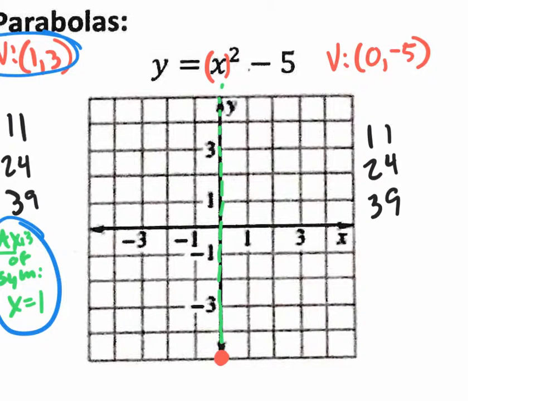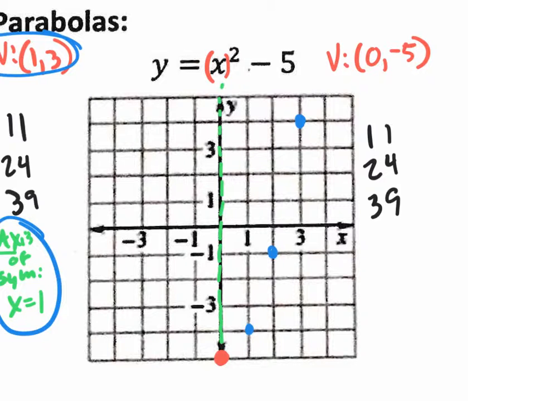Okay, so from the vertex, I go 1 over, 1 up. I put a dot right there. Go back to the vertex, go 2 over, 4 up. 1, 2, 3, 4. Put a dot right there. Go back to the vertex, go 3 over, 9 up, 1, 2, 3, 4, 5, 6, 7, 8, 9, way up there. By the way, why was I going up instead of down? Because the a value is positive, that's right.